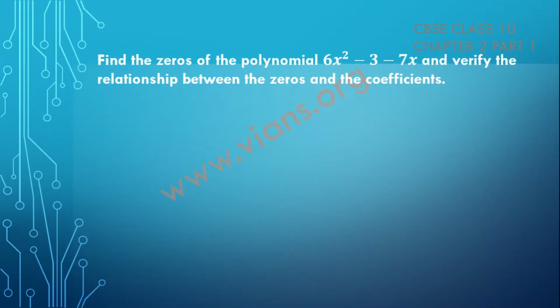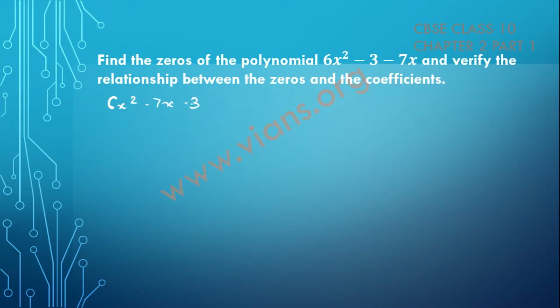So the first question is this: find the zeros of the polynomial 6x square minus 3 minus 7x and verify the relationship between the zeros and the coefficient. So this is a quadratic polynomial, and we could write this properly as 6x square minus 7x minus 3.